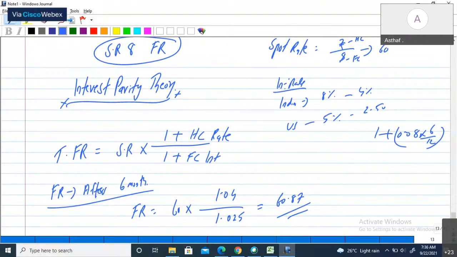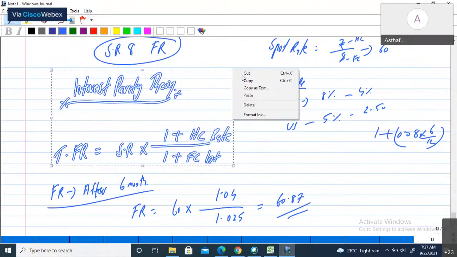What is the course of action? There are very interesting areas here. Note that this is the base concept. So your forward rate will come to 60.87. Now what approach do we have to take, my dears? This is what is called interest parity.